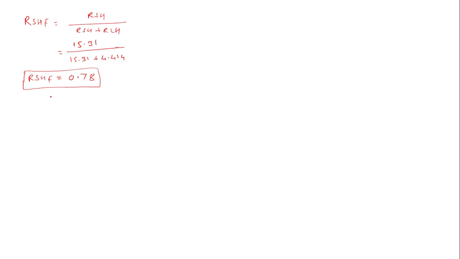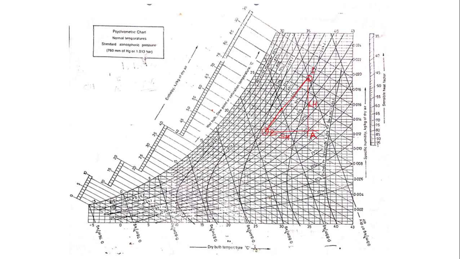Once you get the RSHF, this is the first answer you have got. Now you can get the supply air condition directly. Go back to the psychrometric chart. Once you get the RSHF, you can plot the RSHF line. At 0.78 over here you will have the RSHF. Connect this RSHF with the alignment circle, something like this. This line is known as the baseline. To this line, draw a parallel line from point number 2, the room design condition, something like this. This is the RSHF line.